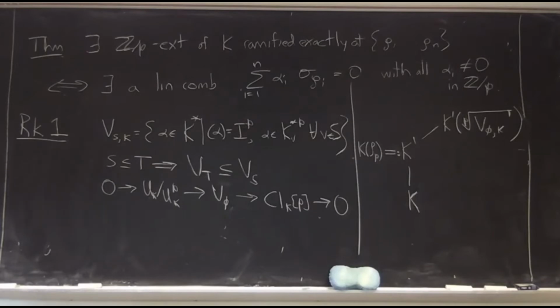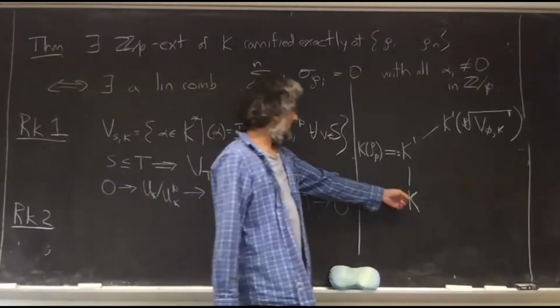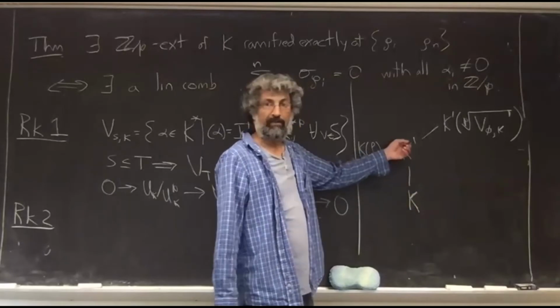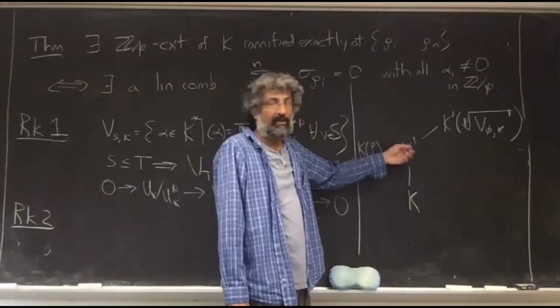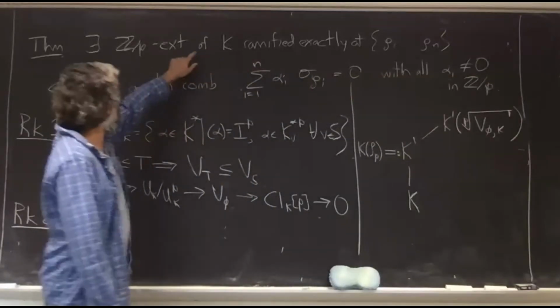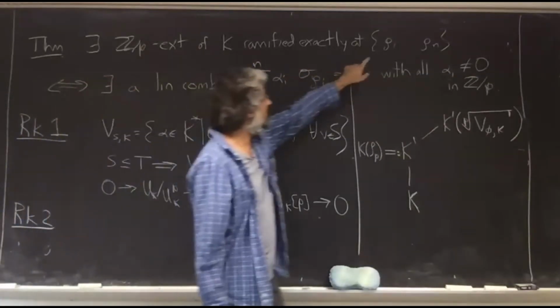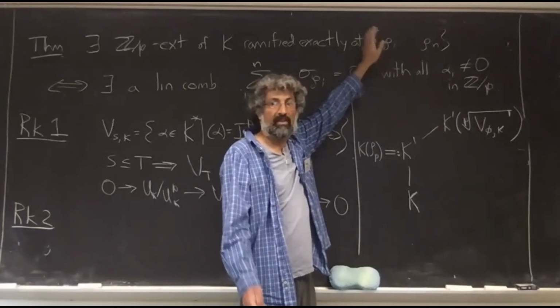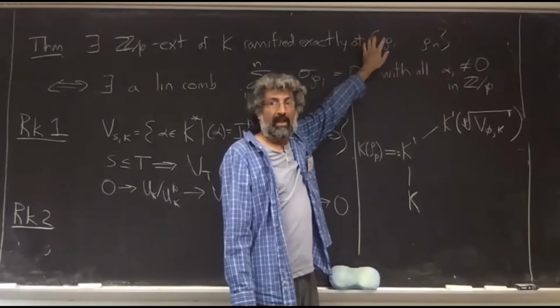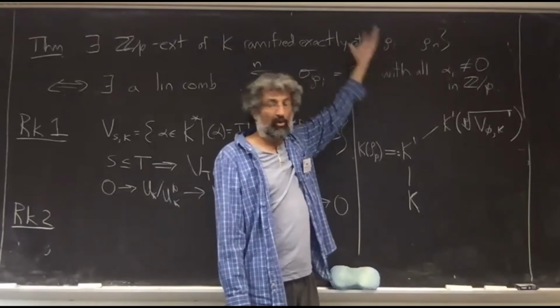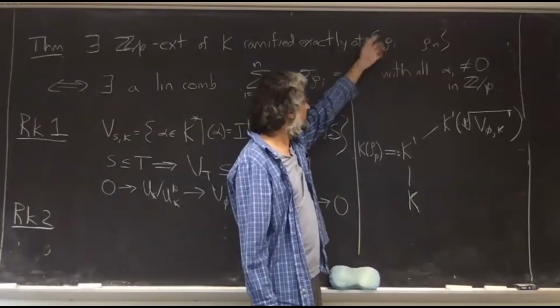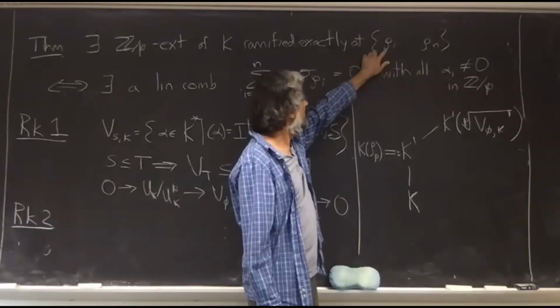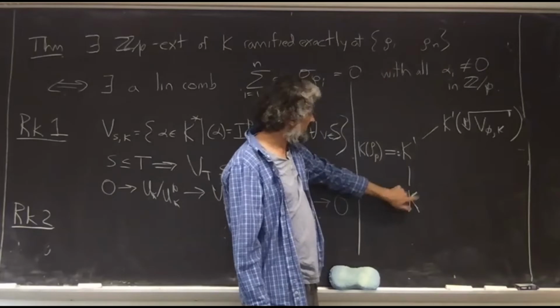Oh, yeah. That's another remark I should make. You should be immediately looking at this and saying, well, if I have a prime, it might split in here. In fact, it's going to have to split in here. It's going to turn out that if you want a Z mod P extension ramified at some prime P1, the norm of P1 has to be 1 mod P. Otherwise, the thing's not going to exist. That's a relatively straightforward exercise in local class field theory. It's not hard.